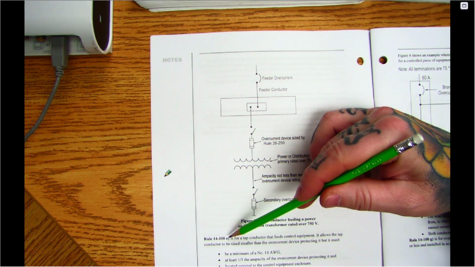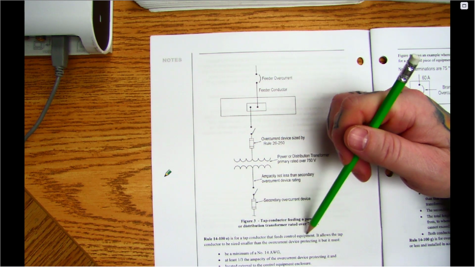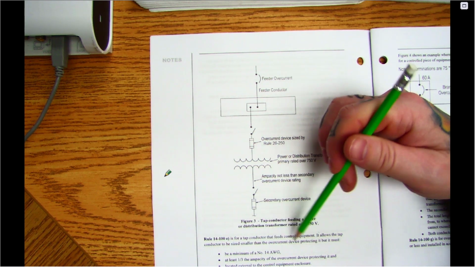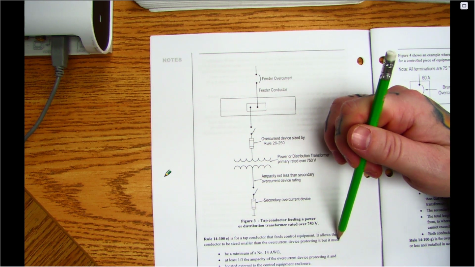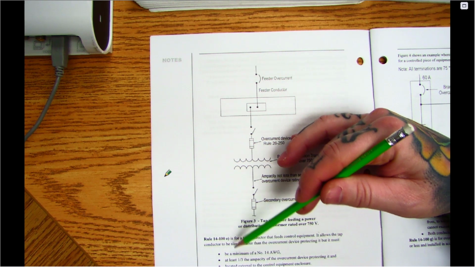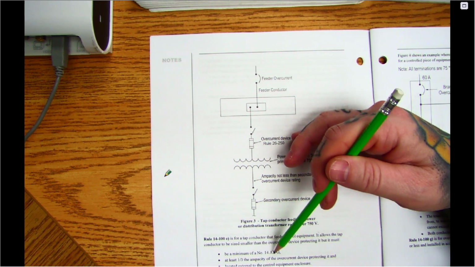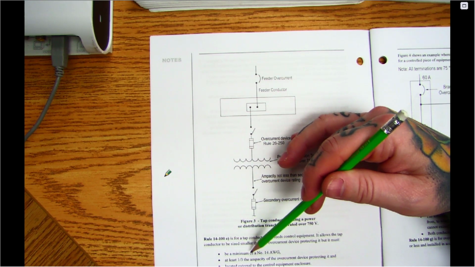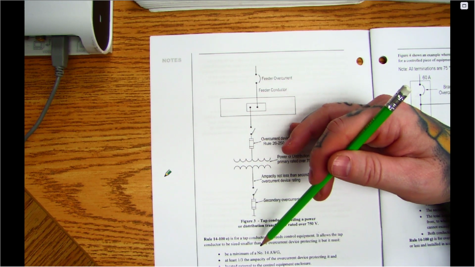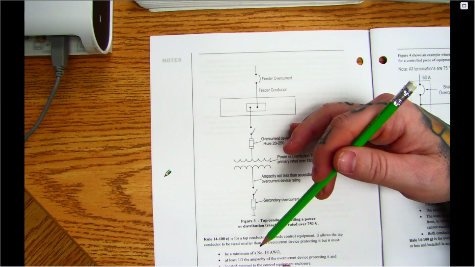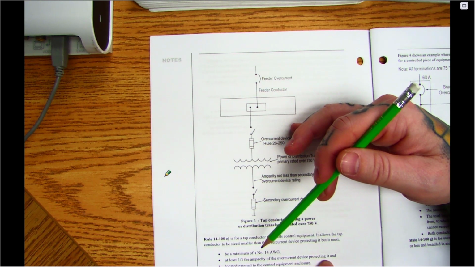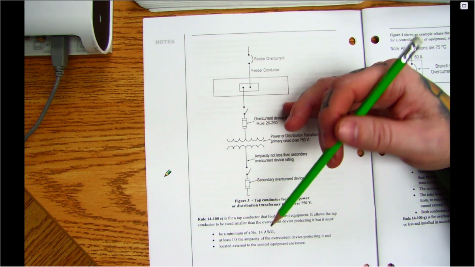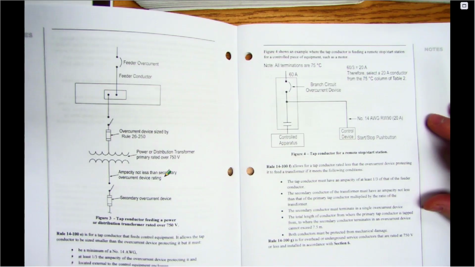Okay, so 14-100(e) is for a tap conductor that feeds control equipment. It allows the tap conductor to be sized smaller than the overcurrent device protecting it, but it must be, and so again, this is for control conductors. So they're just going through each rule, or each sub-rule of 14-100 with examples. So again, it must be at least 1/3 of the ampacity of the overcurrent device protecting it, a minimum of number 14, and located external to the control equipment enclosure.